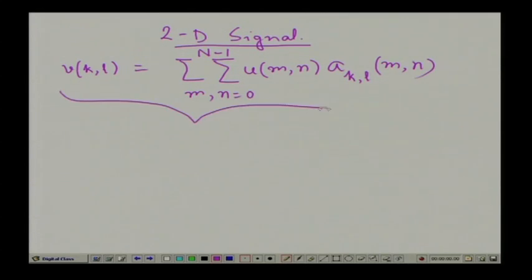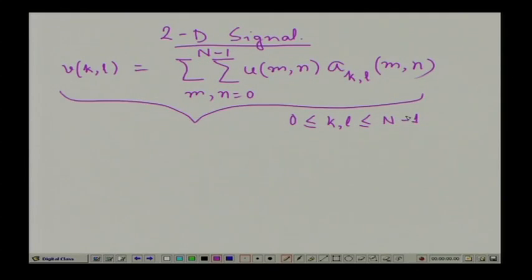like this: V k l is equal to double summation u m n a k l m n, where both m and n vary from 0 to capital N minus 1. And this has to be computed for all the values of k and l, where k and l vary from 0 to N minus 1. So, all k and l will be in the range 0 to N minus 1.